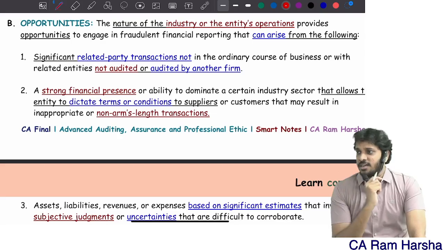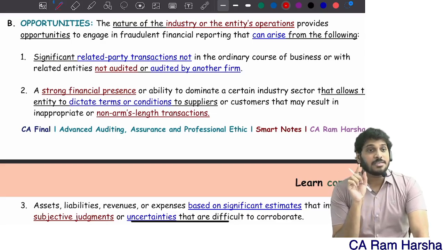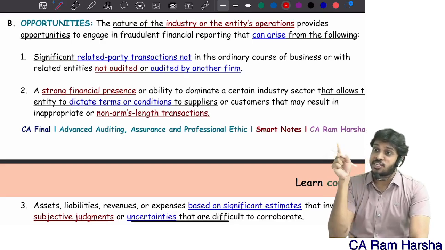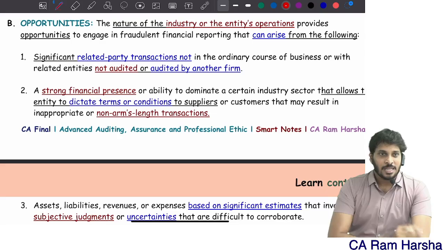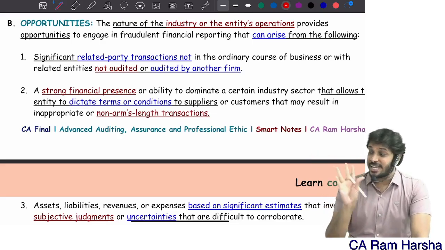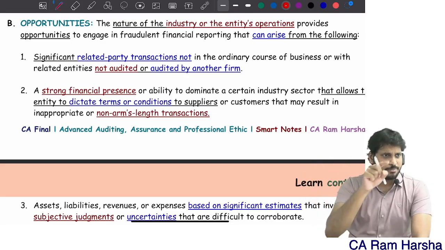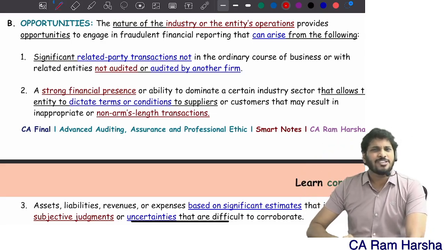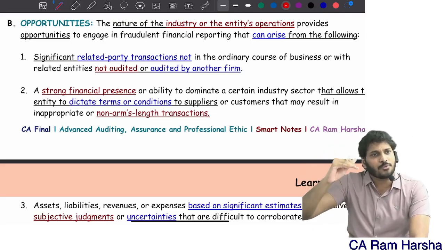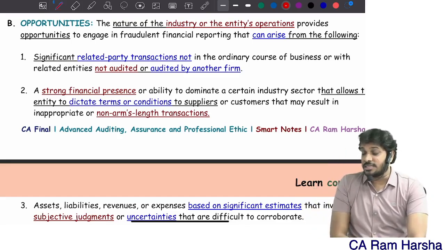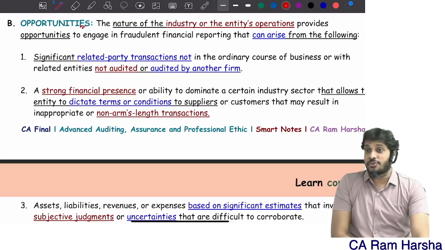Right now we have seen opportunities for misappropriation of assets. The opportunities for manipulation of records will be different again. Misappropriation: controls are not proper, somebody can steal. Cash is so much, somebody can steal it. These are all for misappropriation, which are generally performed by low level employees and middle level employees. But top level employees try to do fraudulent financial reporting.